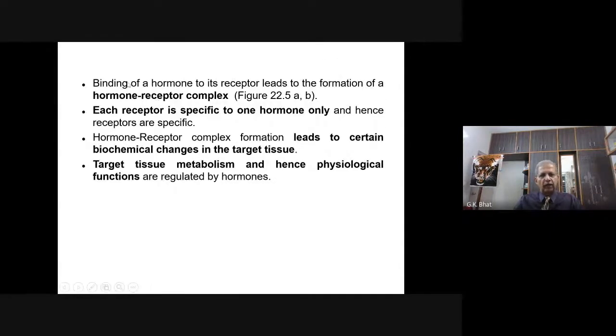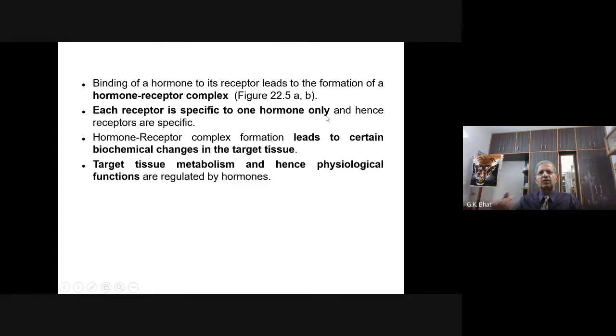So, binding of a hormone to its receptor leads to the formation of what is called a hormone receptor complex. Hormone receptor complex is the binding between the receptor and the hormone. Each receptor is specific. That is what I said. Each receptor is specific to one hormone only.